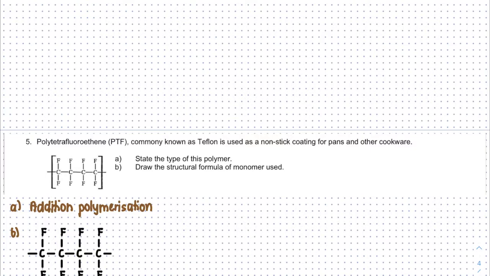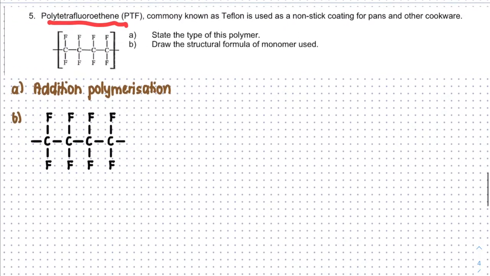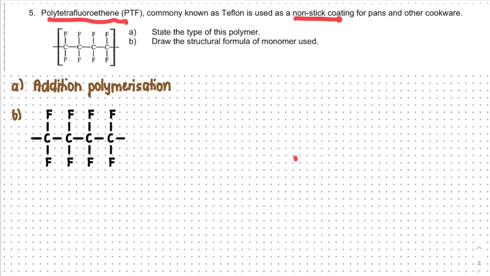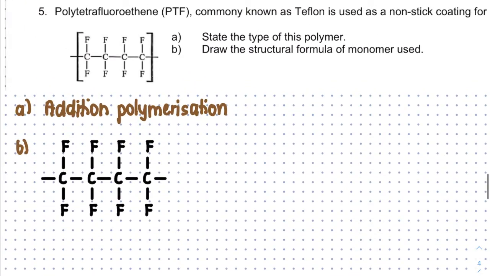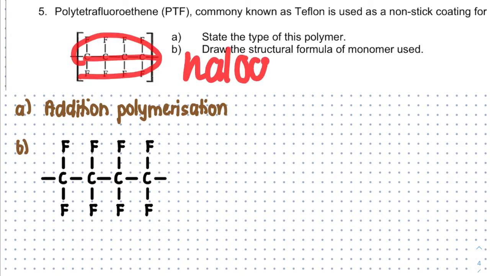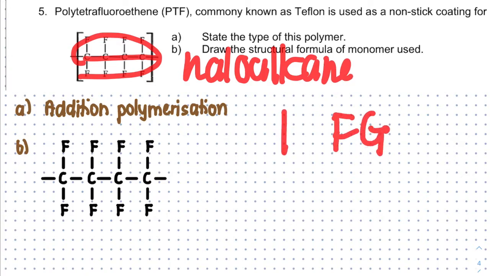Okay, polytetrafluoroethene, commonly known as Teflon, is used as a non-stick coating for pans and other cookware. First is state the type of polymer. Okay, so from here, bila kita tengok dekat sini, we have our carbon, we have our fluorine. So we have our haloalkane. So again, when we only have one functional group, maka dia adalah addition polymerisation.